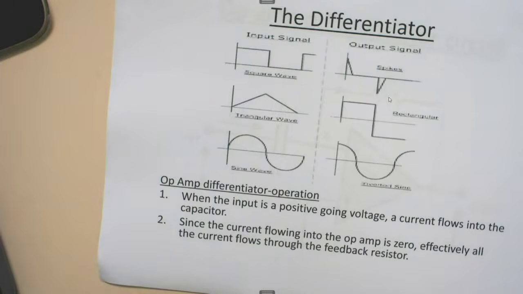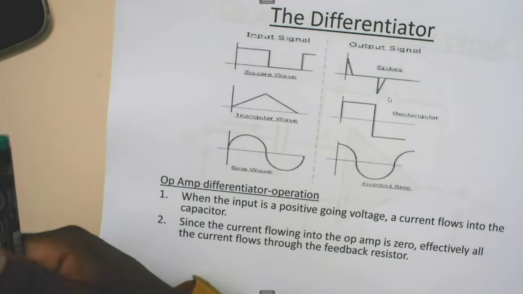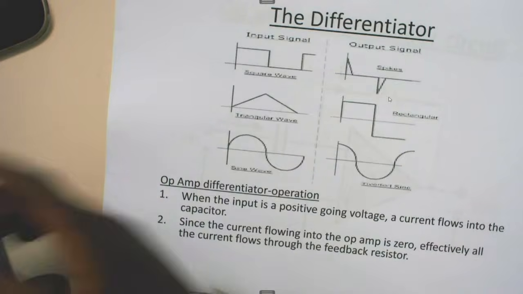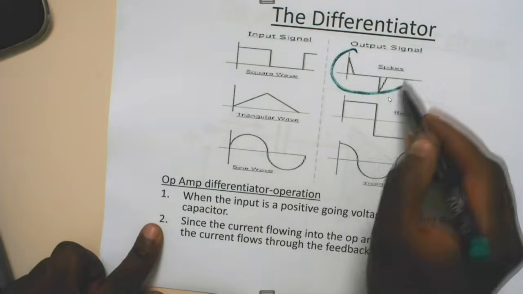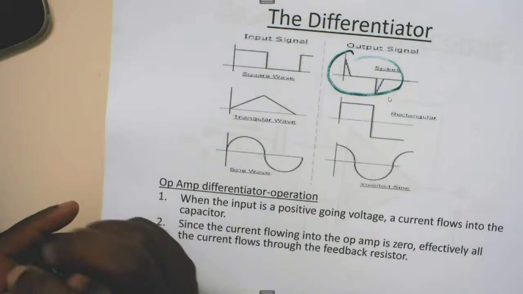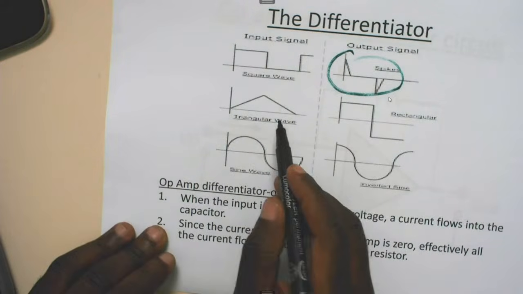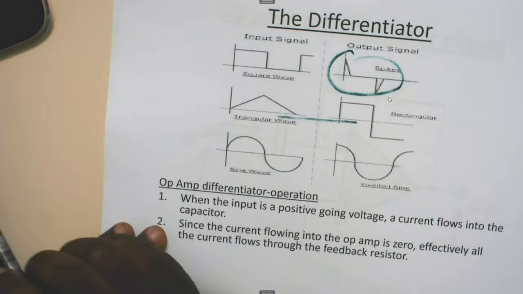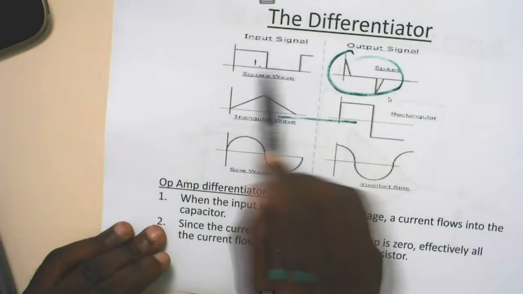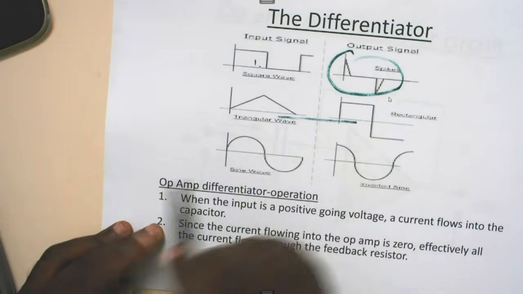The differentiators. Here we've got our differentiator input signals and the output signals. Normally we say if your input is a square wave, your output will be spikes. As you can see here are those spikes. If your input is a triangle, your output will be a square wave, if you can see well here. And if you look at the two, the square wave and the spikes, they are in phase, and the triangle with the square are also in phase.